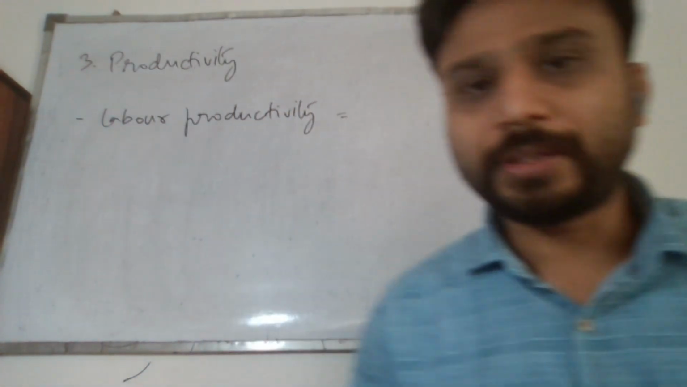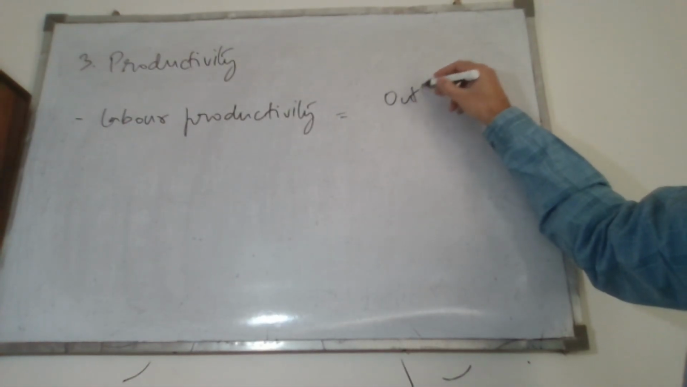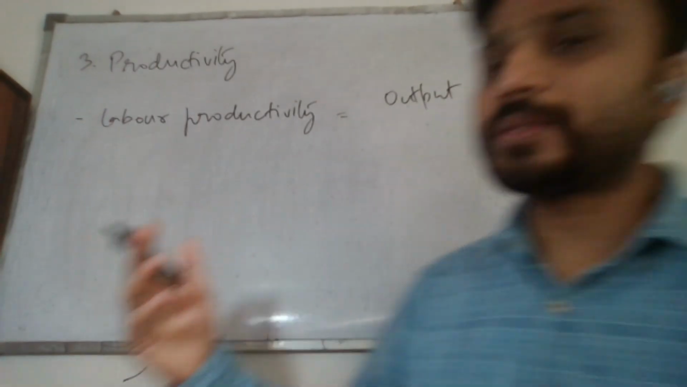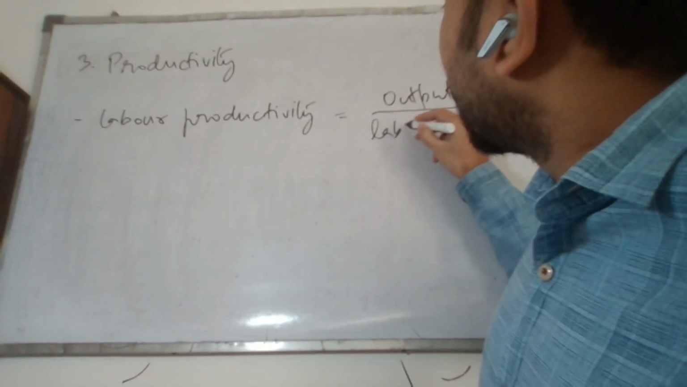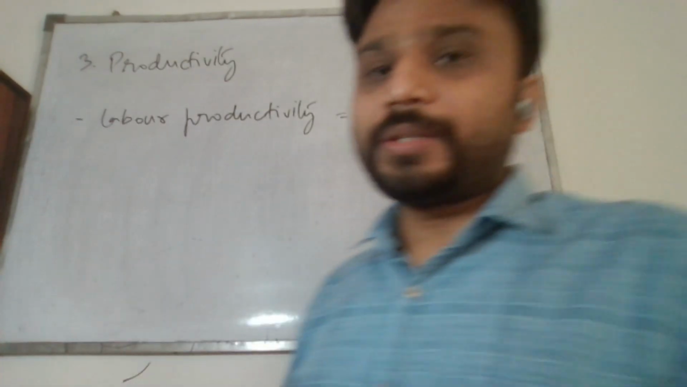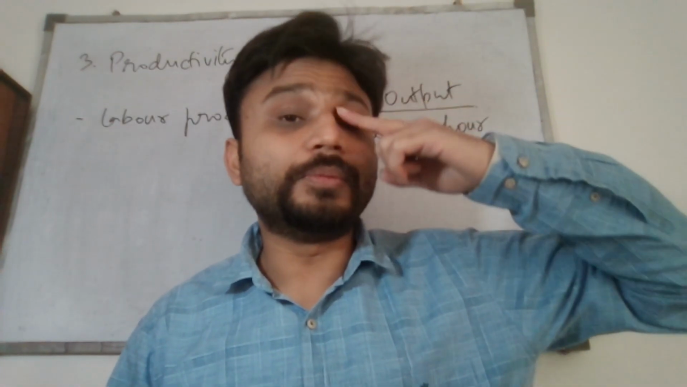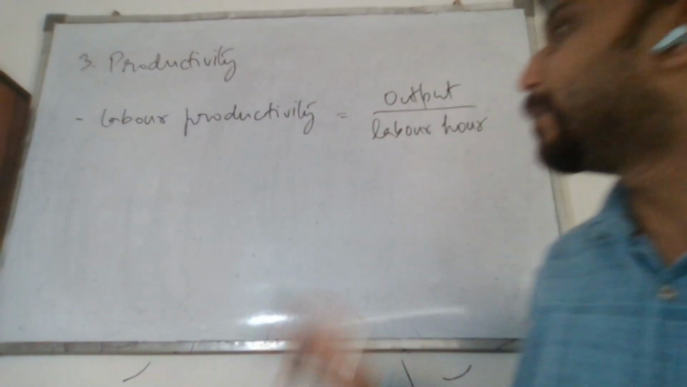For example, in one day, let's say I have produced this much output, X or Y. So the output produced is the numerator, right? Because how much we have produced is what is required, divided by the labor hours. How many labor hours were given in producing the whole output in one day. So this is what labor productivity is.